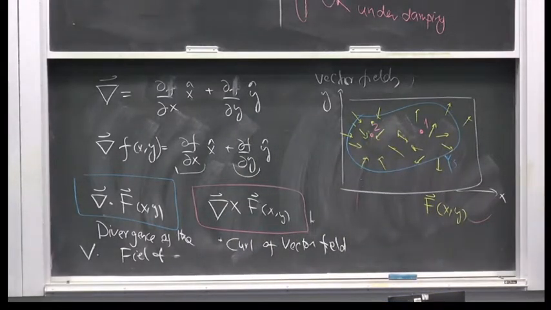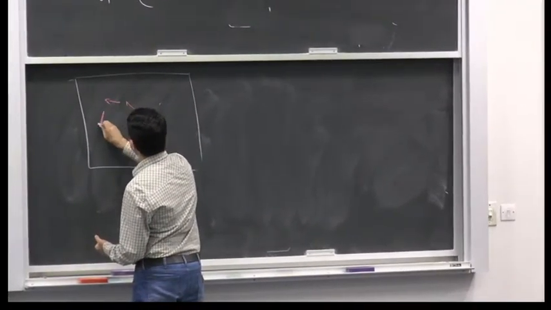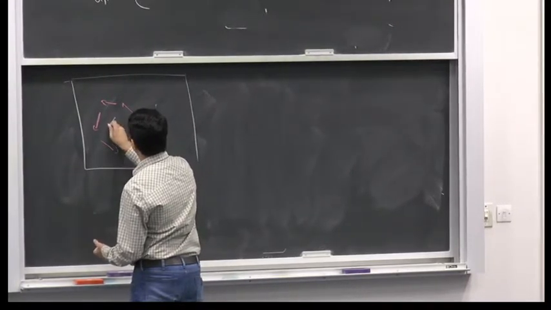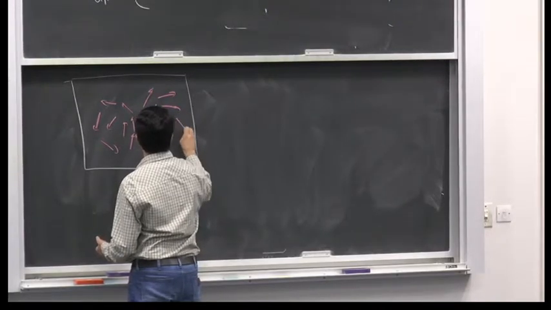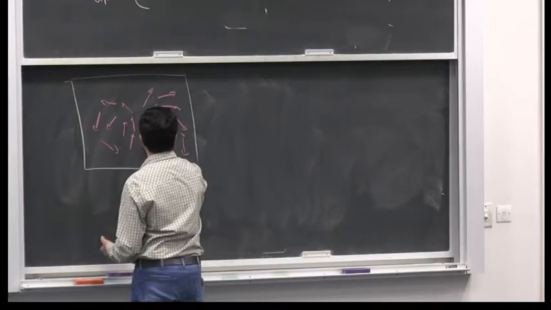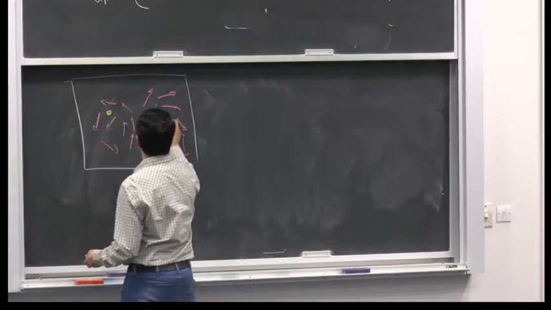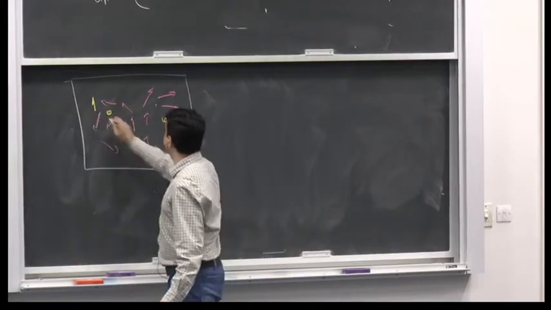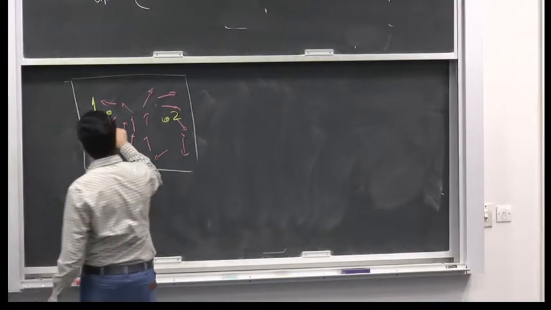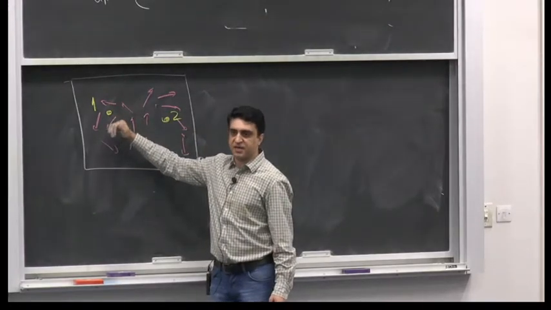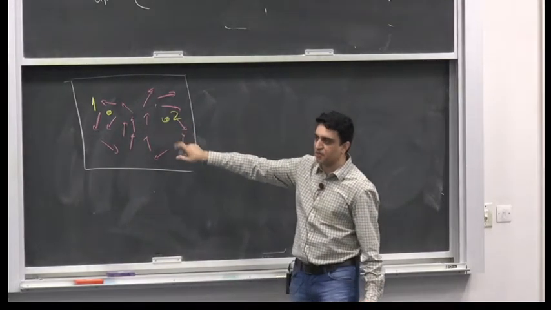So let's say you have a vector field of this form. Again, you can find the curl at this location and at that position. So del cross F, if you do it at this location, would give you a certain non-zero value, let's say a positive value. But if you do this curl here, it would give you a negative value, because the field is rotating in the opposite sense.